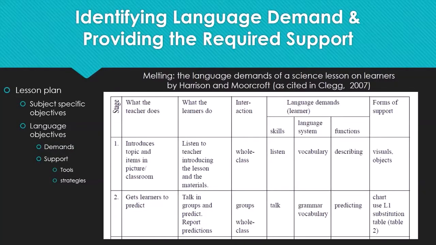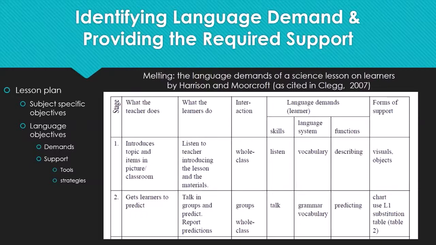During the lesson planning stage of any lesson, the teacher must determine the language skills that students will need to fully participate in the lesson. List these down and find strategies or tools you can use to support students or minimize the cognitive demand on students. Here is an example for a lesson on melting in elementary school.